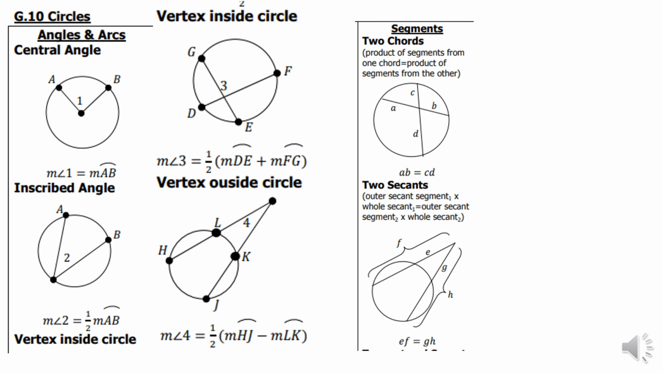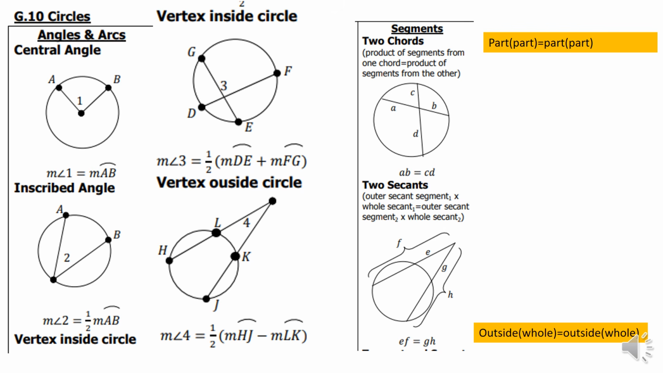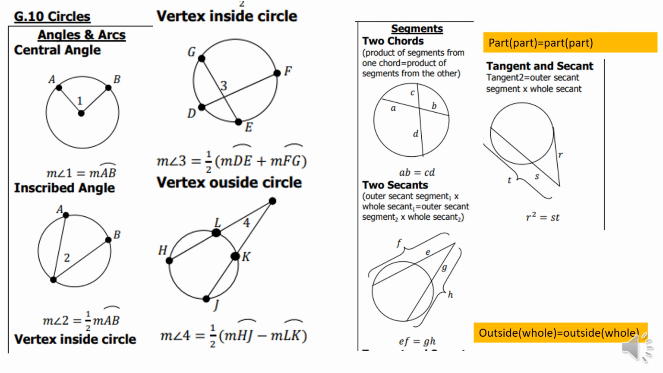You also have your line segment formulas. When you have two chords, you break it up A, B, C, D. A times B is equal to C times D. Or as I remember it, part times part is equal to part times part. Those pictures will look like your Super Smash Brothers formula. For the two secants, or if it's the slingshot, outside times the whole thing is equal to outside times the whole thing. You also have, every once in a while, one tangent and a secant. It's going to be outside times whole is equal to the tangent squared.